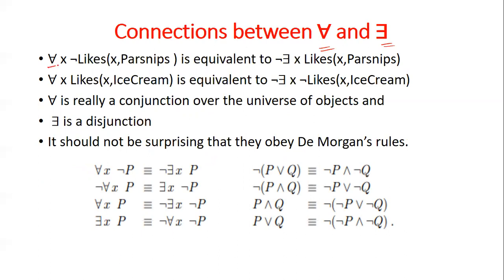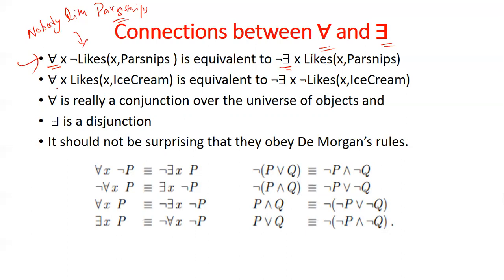Say, for example, for all x, not likes(x, parsnips). For all x not likes parsnips means that nobody likes parsnips. That's what this statement says. Now this can also be written using the existential quantifier. How can we write it? Not there exists an x such that x likes parsnips. So again, it means not there exists x such that x likes parsnips. Again, it means that nobody likes parsnips.